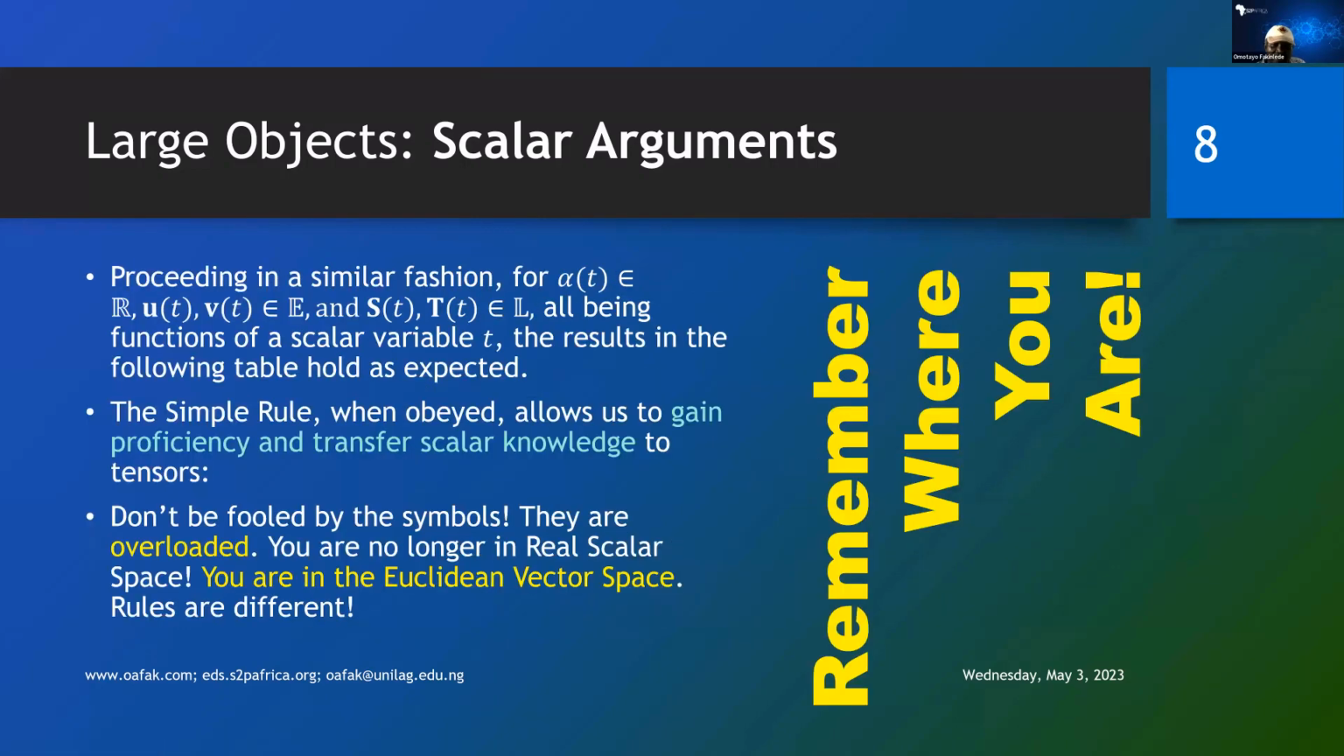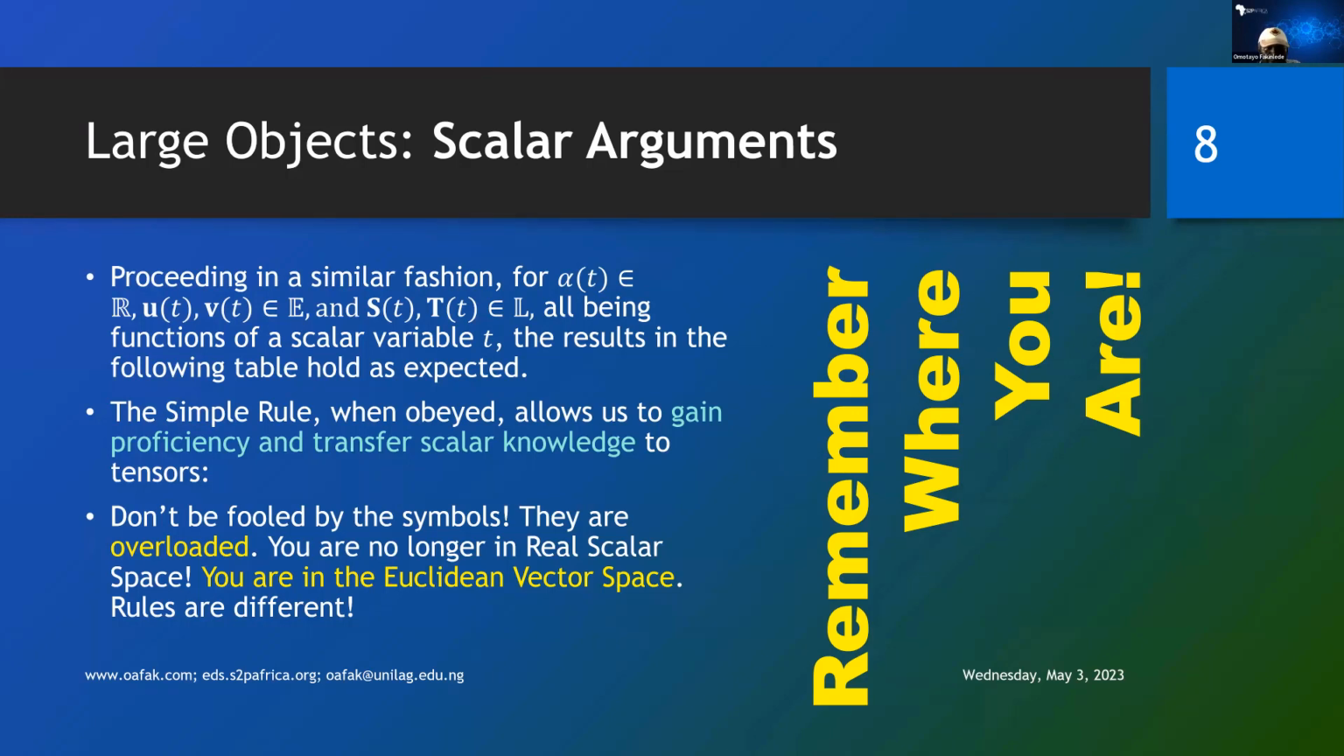Large object, scalar argument. Remember where you are. Proceeding in a similar fashion for alpha, which is real, for u and v, which are vectors, and S and T, which are tensors, all being functions of a scalar variable. So you can have a scalar that's a function of a scalar variable, a vector that's a function of the scalar variable, and a tensor that is a function of the scalar variable, all being functions of the scalar variable t. The results in the following table hold as expected.